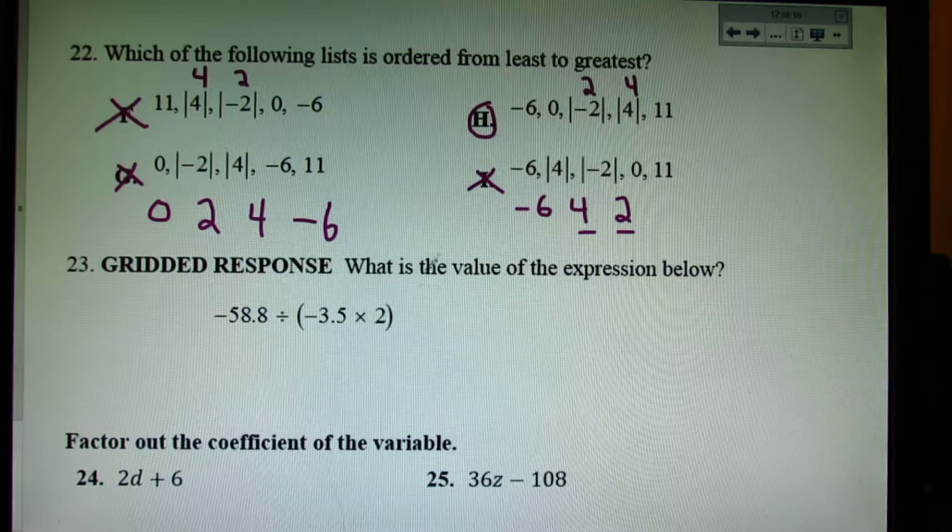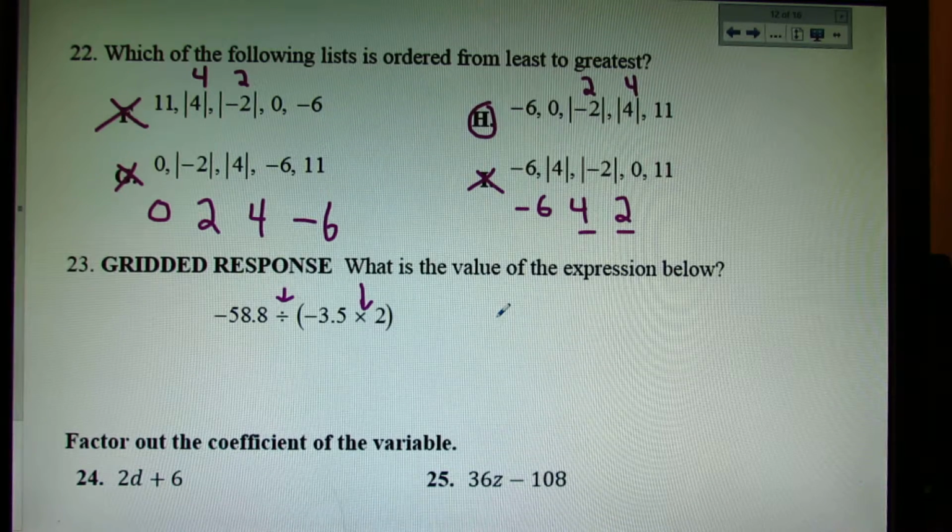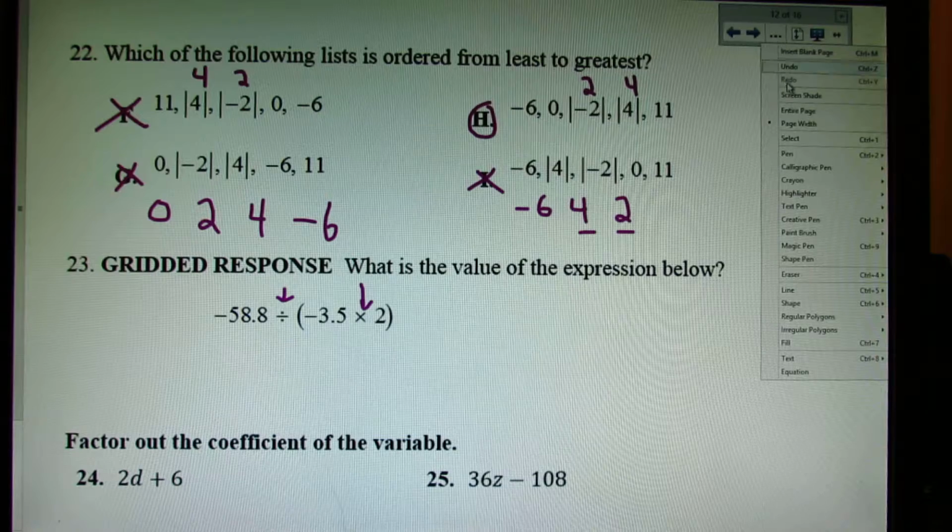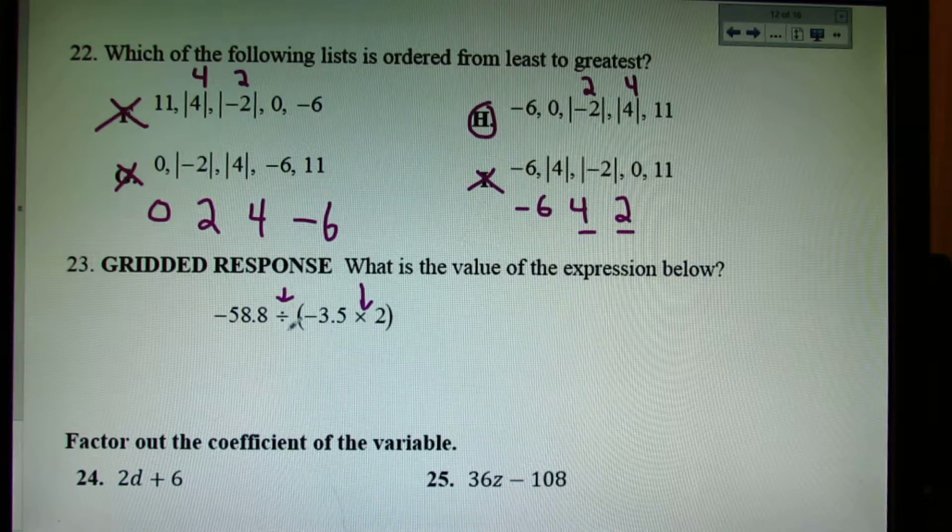All right, next one. What is the value of this expression below? Again, PEMDAS comes into play because I have multiple operations. I have division, I have multiplying. Well, PEMDAS says which one comes first. Oh, don't get tricked. There's parentheses here. So I have to do these parentheses first.